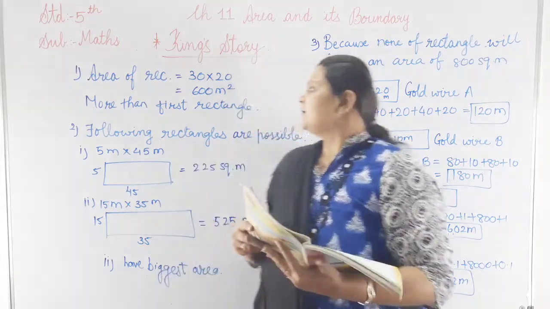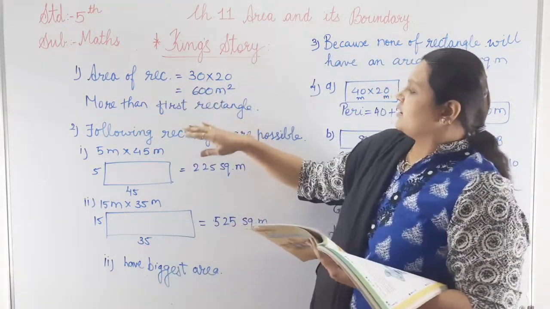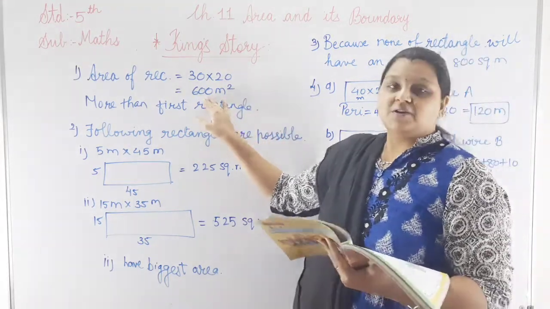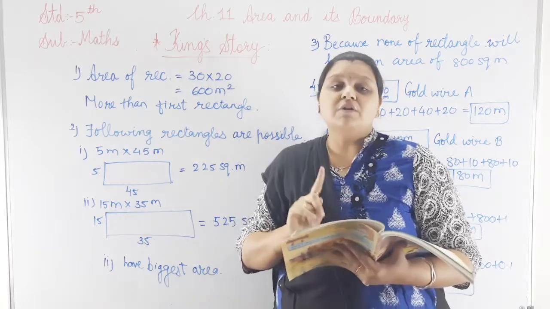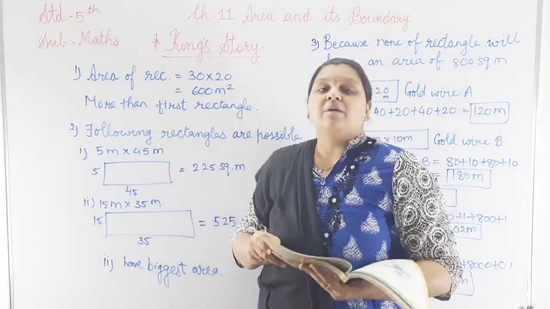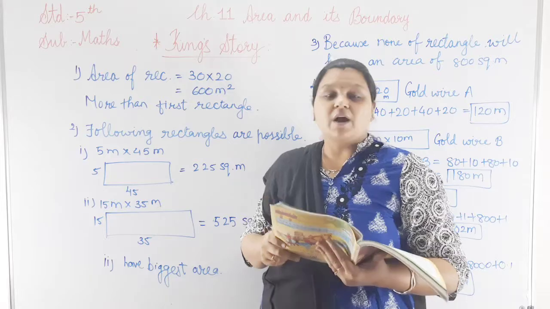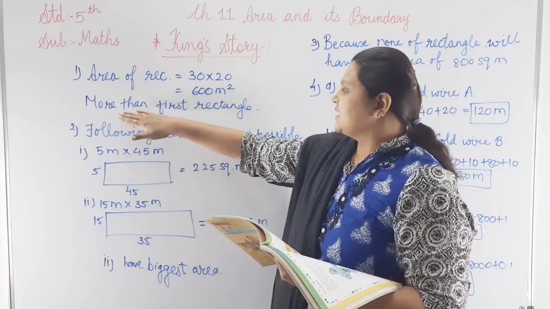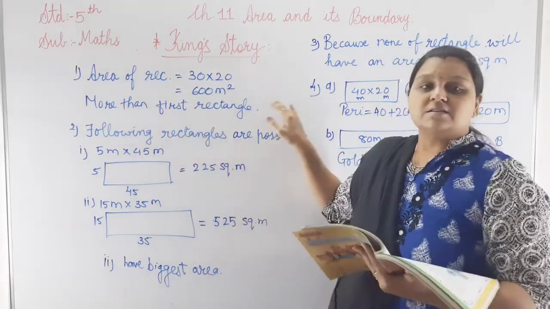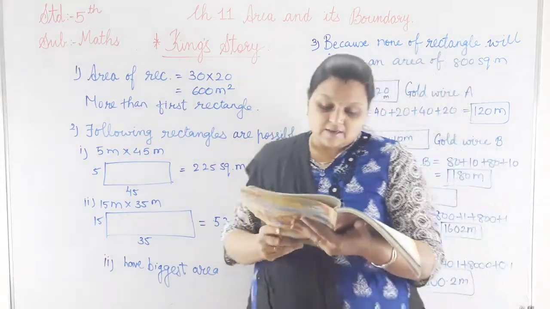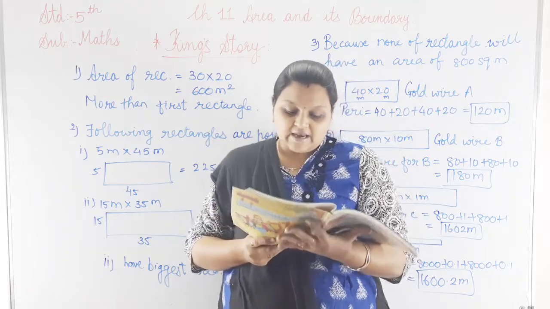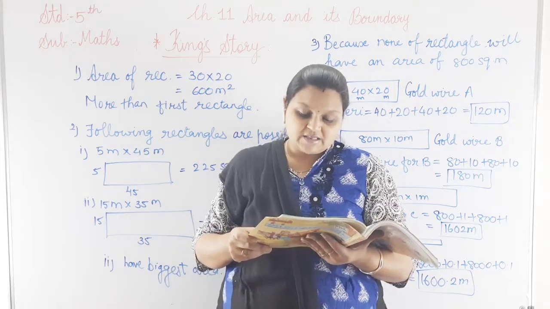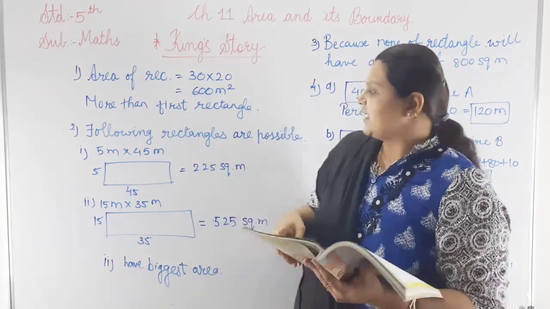So we will compare. Area of the second rectangle is 30 into 20, that is 600 square meter, and area of first rectangle was 10 meter into 40 meter, that is 400 square meter. So area of B, that is second, is more than the first rectangle. Second, what other rectangles can he make with 100 meters of wire? Discuss which of these rectangles will have biggest area.